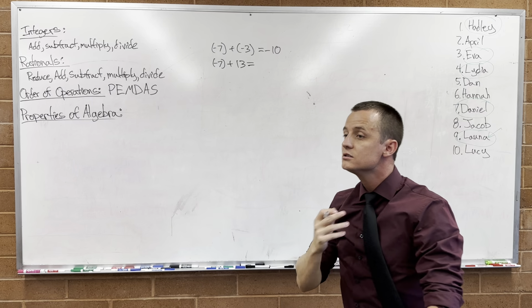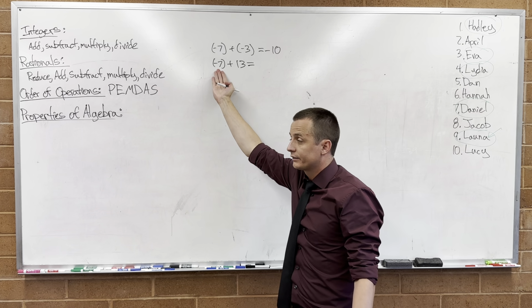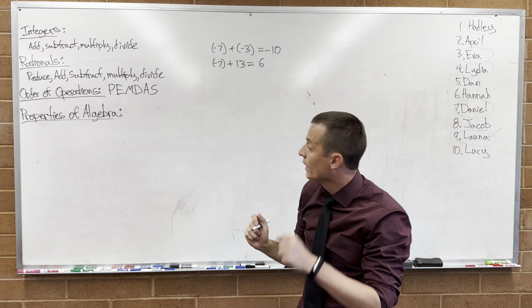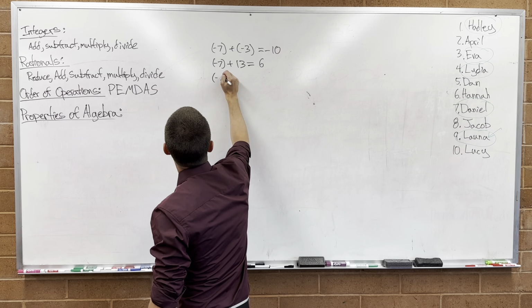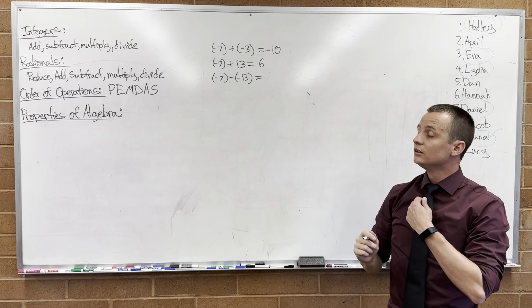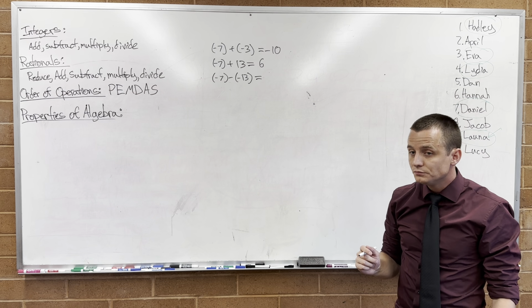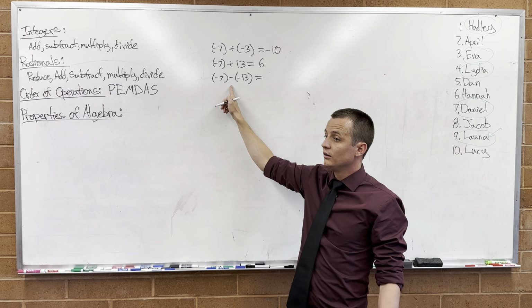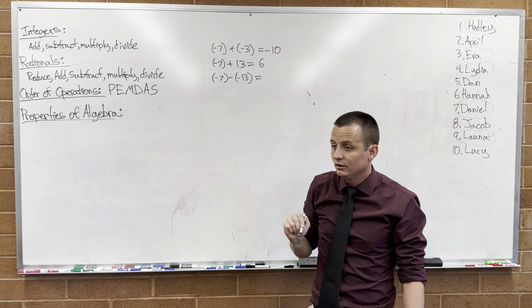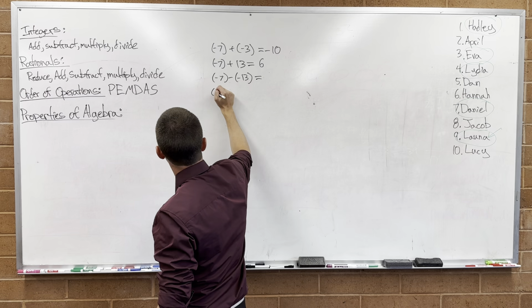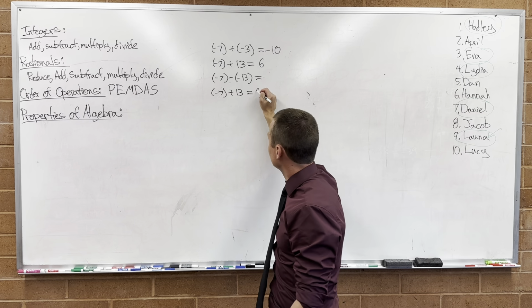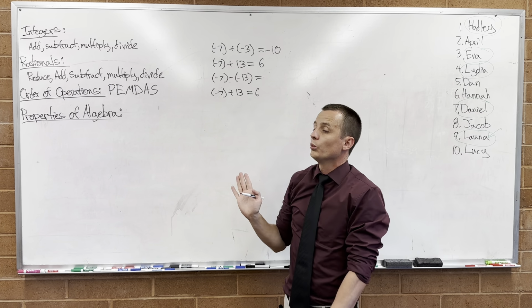What do we get? 6. You owe Jack $7, you get paid $13. When it's all said and done, you're left with $6. Okay, now how do we subtract a negative? If I do negative 7 minus negative 13. Because you've taken it out of the parentheses, but it's already negative. And the negative cancels out the negative. So minus negative 13 is the same thing as plus 13. So we can rewrite this as negative 7 plus 13. And so it just comes out 6.